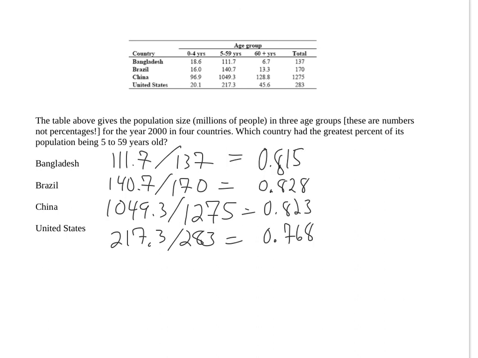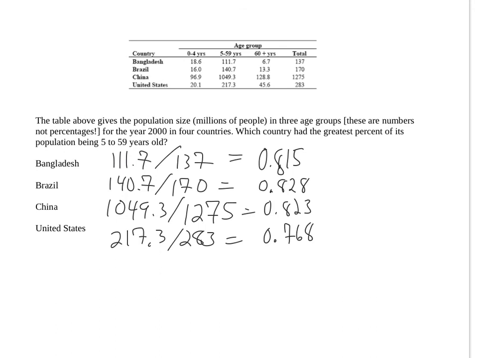And I'm back. And now I have all the proportions of 5 to 59-year-old people in each country. So we see for Bangladesh, we've got 0.815. Brazil, we have 0.828. For China, it's 0.823. And for the United States, it's 0.768. Which one's higher? That's the answer. So you see that it's not China, despite the fact that China has the largest number here. It's actually Brazil.